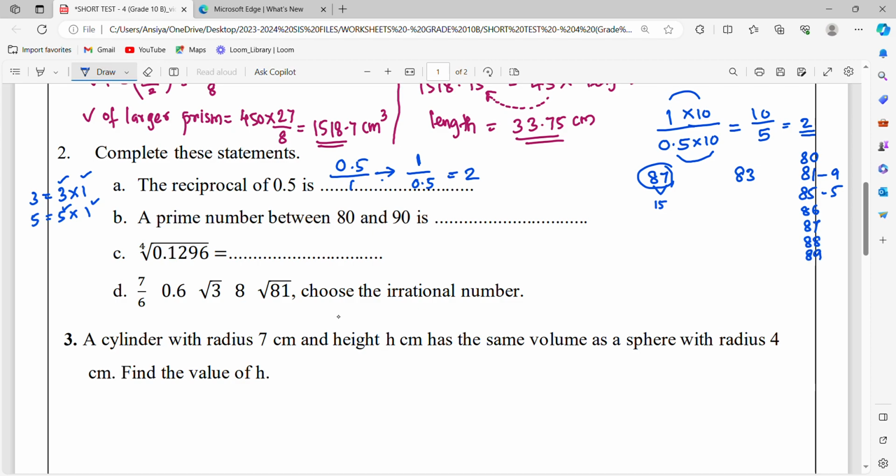89, I think that's also a prime number. Then 90. So 83 and 89 is possible, I think. Think about it and check whether they are prime numbers or not. That's a task for you.